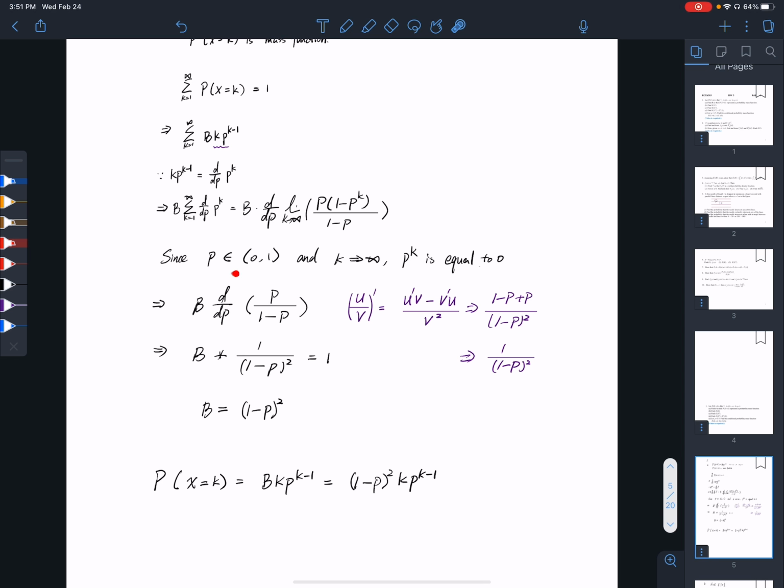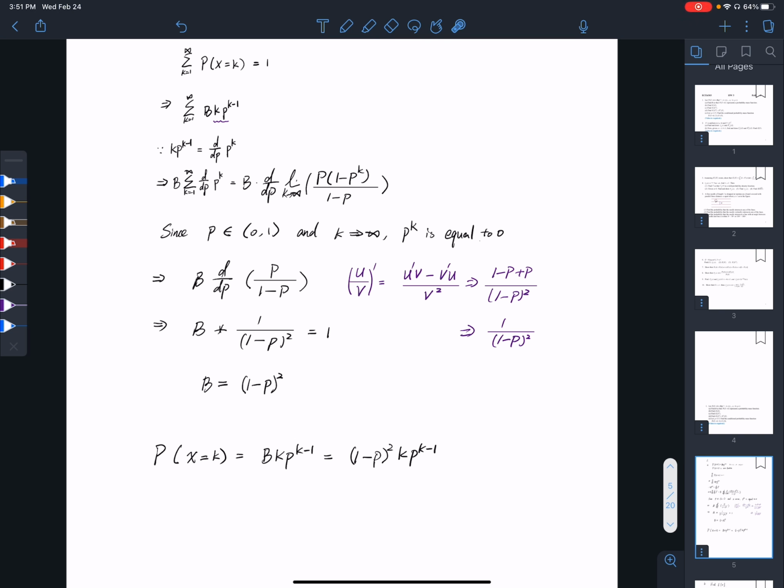Since p belongs to between 0 and 1 and k approaches infinity, p to the power k goes to 0. So here we can eliminate the k, since p to the power k is equal to 0, and the equation becomes b times the derivative of p over 1 minus p.